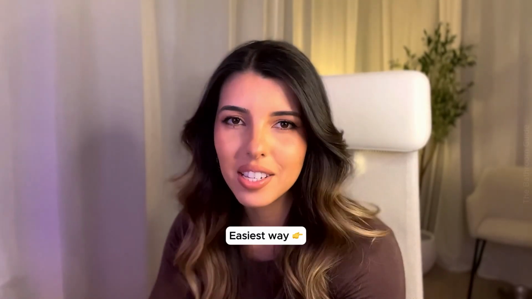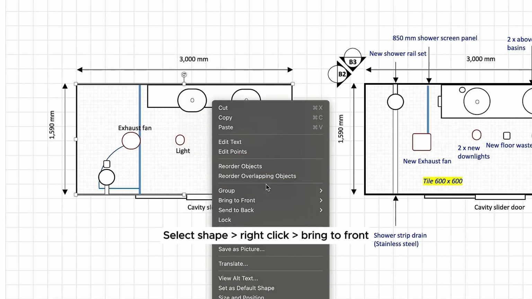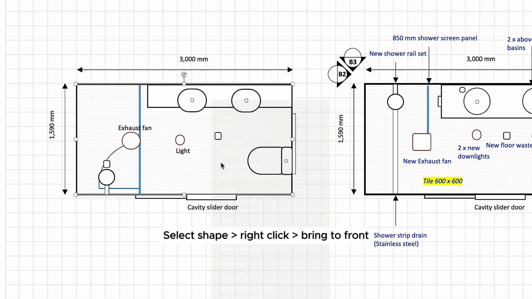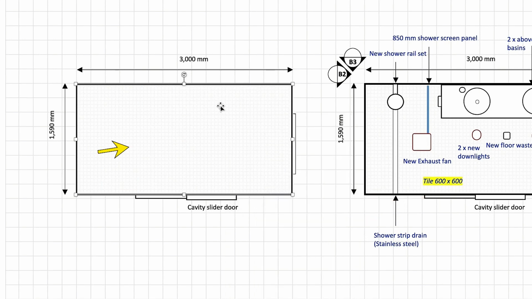I only use those two if I've really lost something and I need to see where all my layers are sitting. But the easiest way that I like to use to move things around is to right click on a shape, and you'll see there is a bring to front or send to back option. So if you click on this floor, for example, which is right at the back, right click on it and click bring to front, you can see it's going to immediately cover everything because it's sitting at the very top.